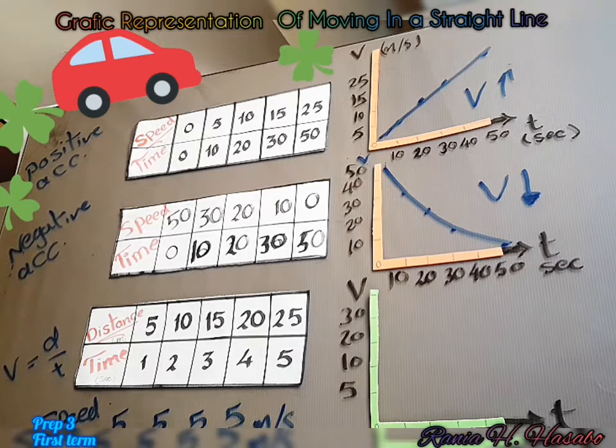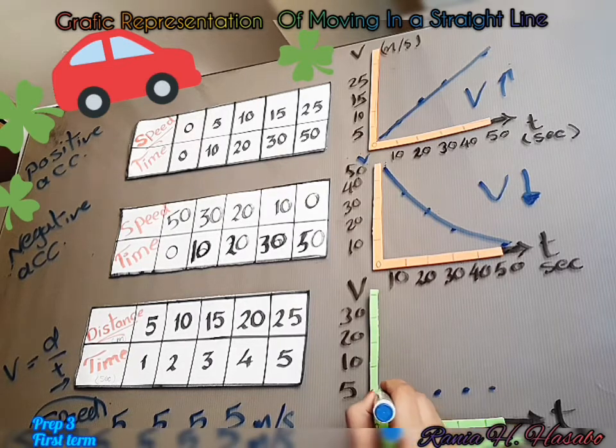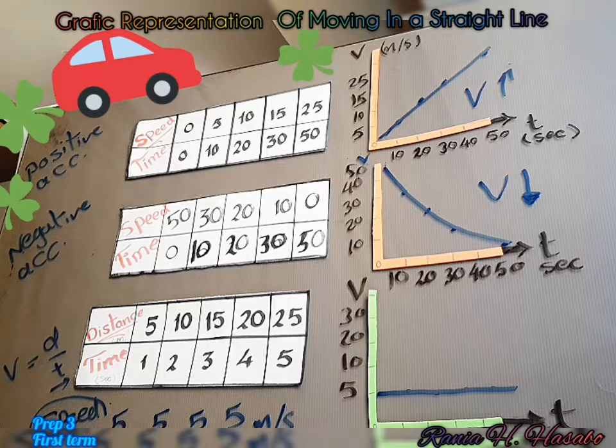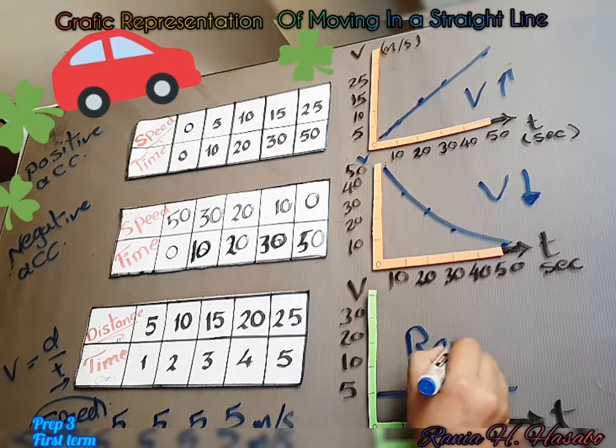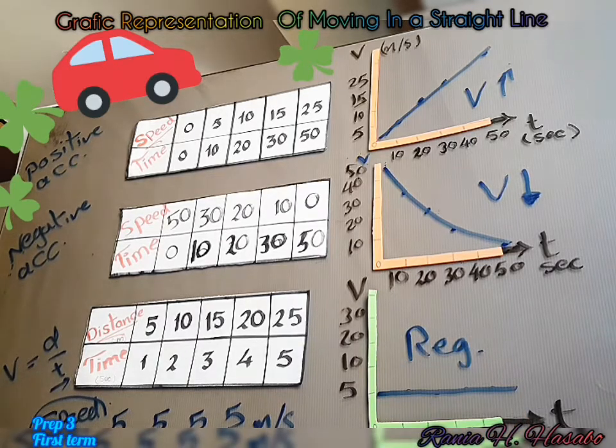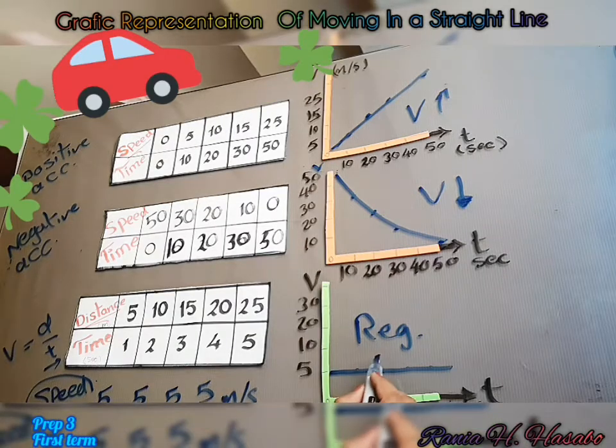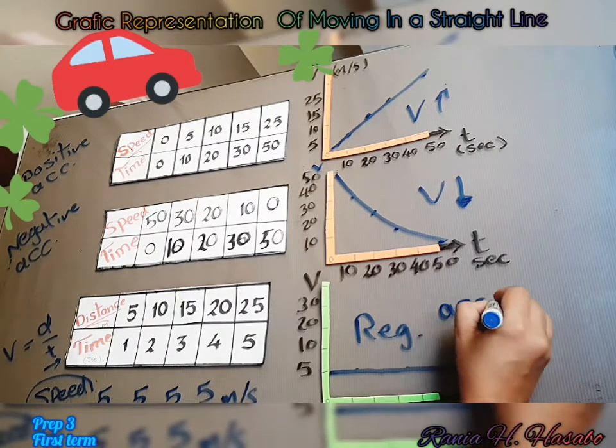Here we draw a graph that represents the relation between the speed and time. The speed of the object doesn't change. After 1 second, 5, after 2, 5. So it is represented by a straight line parallel to the time axis. Its speed doesn't change, which means the object moves with regular speed. While acceleration means a change in object speed. So when the object moves with regular speed, its acceleration becomes 0.